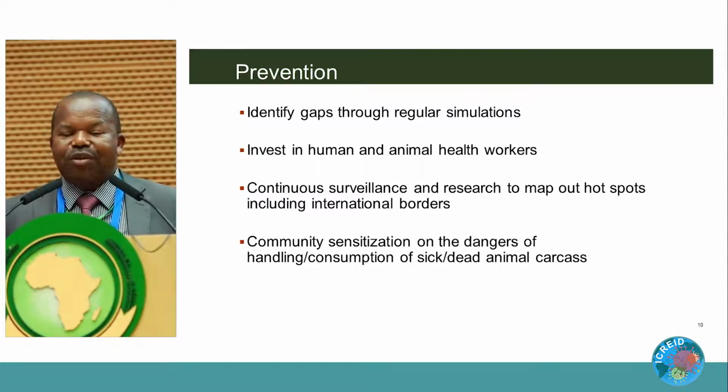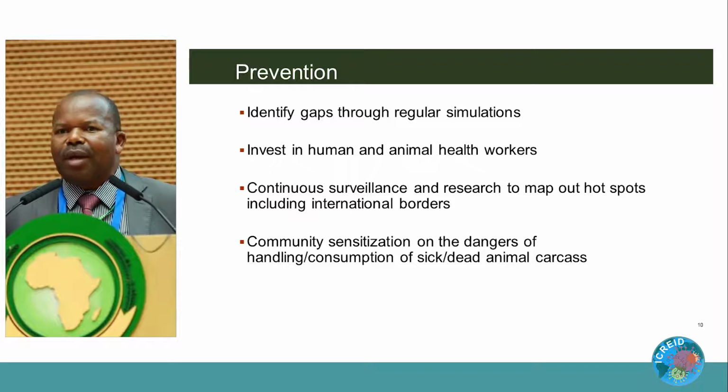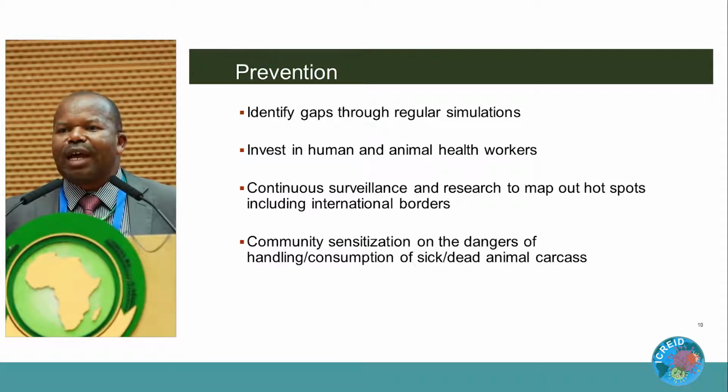So under prevention, what are the roles? One is to identify gaps through regular simulations based on the JEE. And of course, if you have done the National Action Plan for Health Security, then you would definitely know this is one key area where you will realize the gaps that are there and address them before you reach an emergency status.